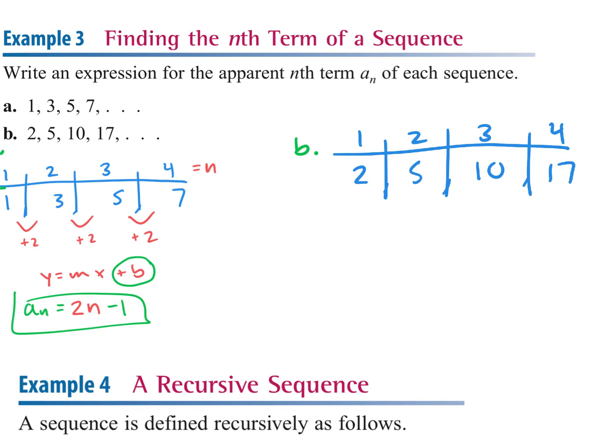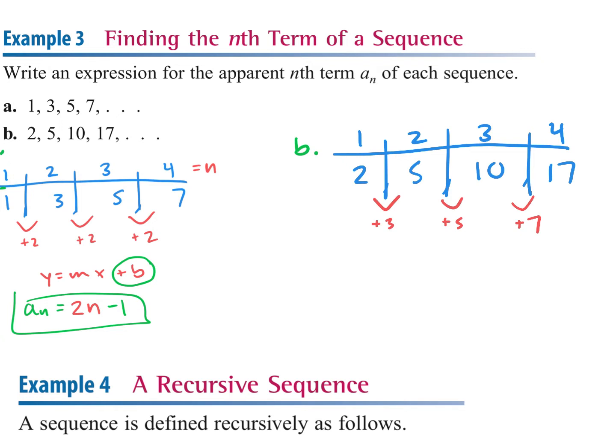All right, for B, what do I do to get from one number to the next? What do I do here? Add 3. What about here? Add 5, and here? Add 7. So this is not linear. We're not adding the same thing each time, so I can't just do the same thing that I did the last time. So I gotta think a little bit.